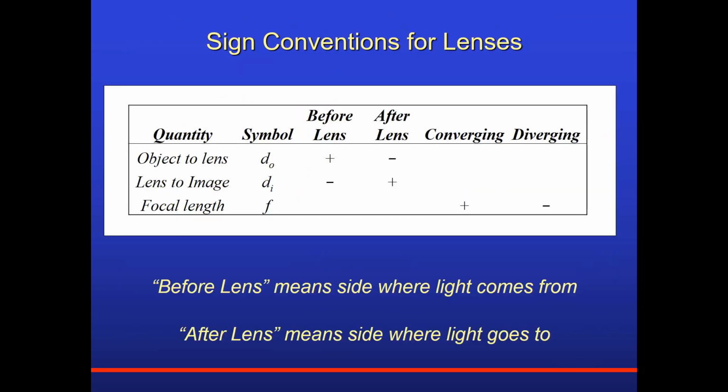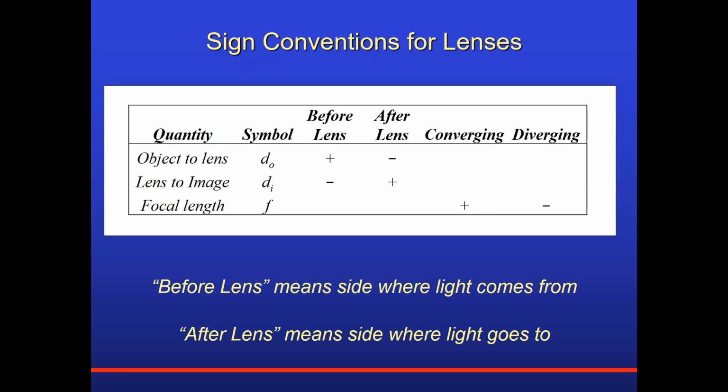Now let's review the sign conventions for lenses. Object to lens distance, dO: positive before, negative after the lens. Before means the side where the light comes from. After means the side where the light goes to. Now, what it would mean that dO could be after the lens, we'll have to save for another time.